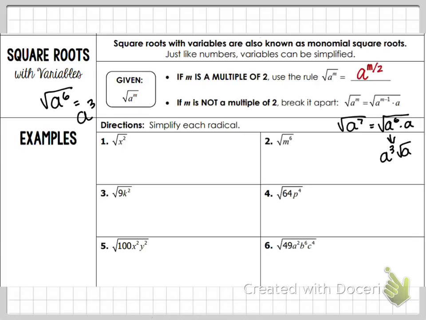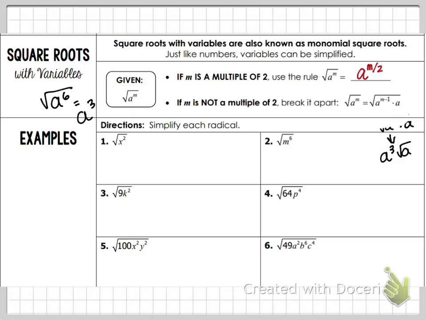We'll go over this in more detail, but this is just a preview of what we're doing here. For the square root of a to the 6th, you divide that number by 2, it's 3. When it's an odd number, you subtract 1, and then you take the square root of a to the 6th, which we just found out was a to the 3, and you leave that a inside the square root, so square root of a.